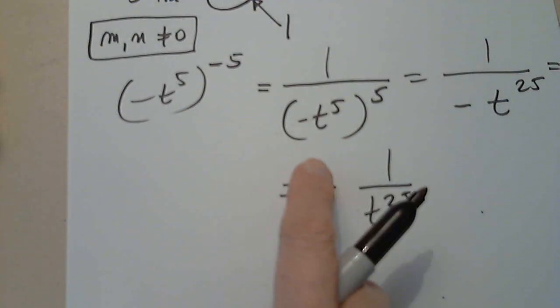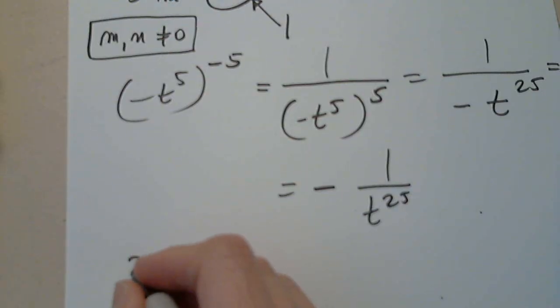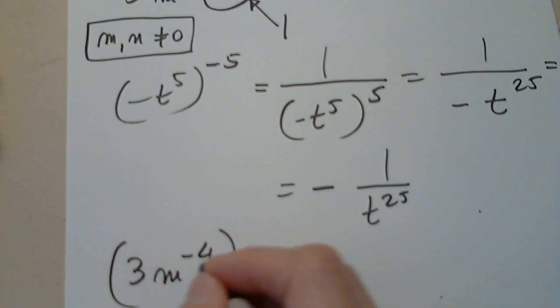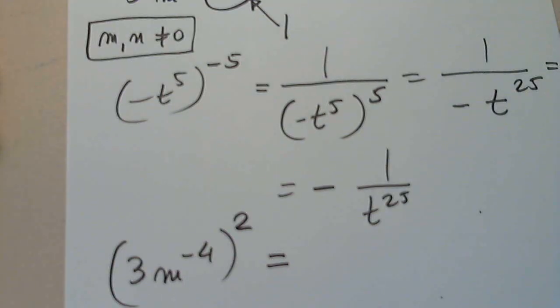This is not a fraction. We have to use the other rule. So 3m to -4th power raised to the 2nd power. Now the power is positive. I cannot flip anything. I cannot move anything anywhere yet. So what do I get as a preliminary step or preliminary answer? -9m -8? Yes, 9m raised to -8th power.